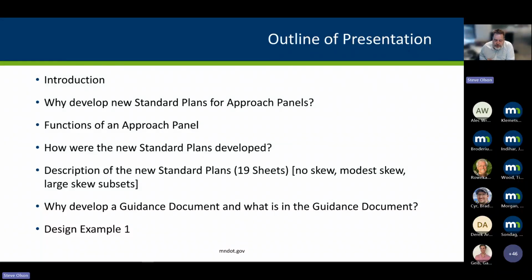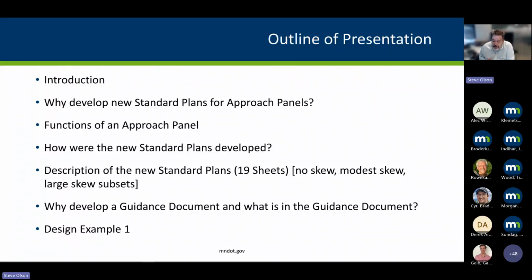There's 19 new sheets. They are clumped into 3 different categories. There's a set for bridges without any skew, a set for bridges with small skews, less than 15 degrees, and a separate set of plans for bridges with skews over 15 degrees.